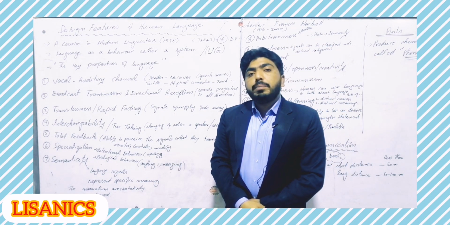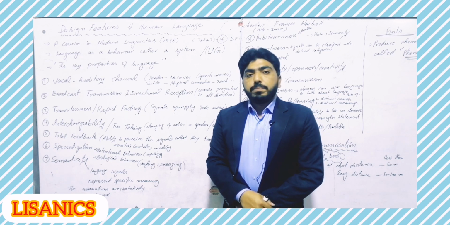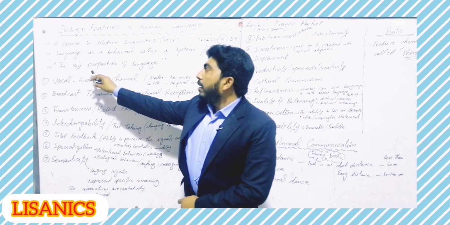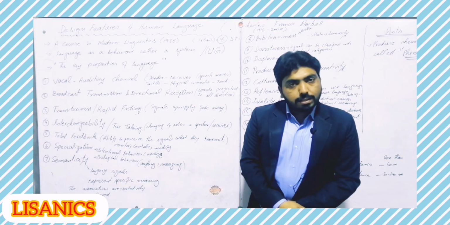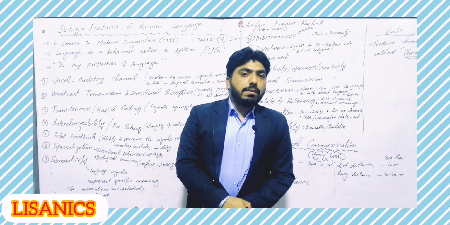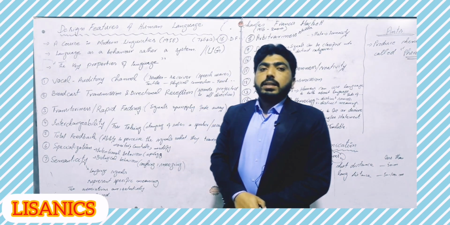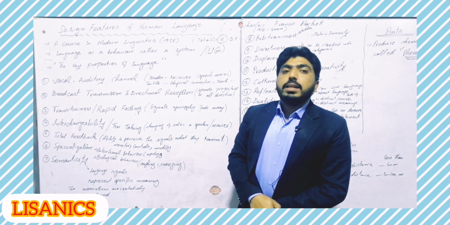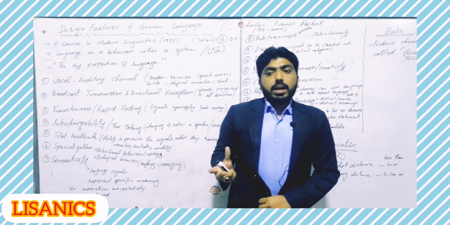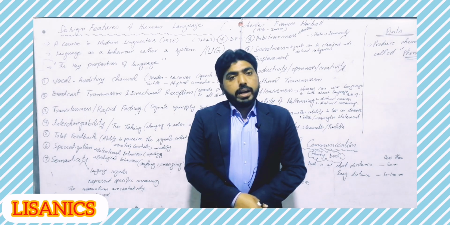In the beginning, Charles Hockett gave these different features under the title of the key properties of language. So you need to remember the key properties of language. Later on, he gave a new title, that is, design features of human language. These are universal features, and these are not specified only to human beings.